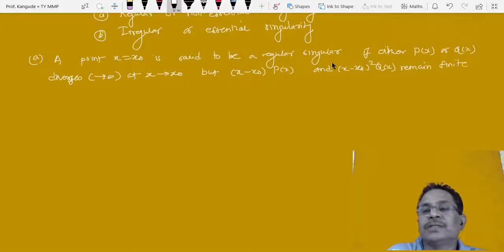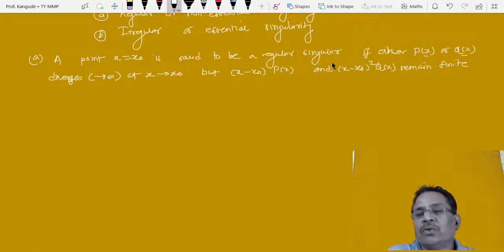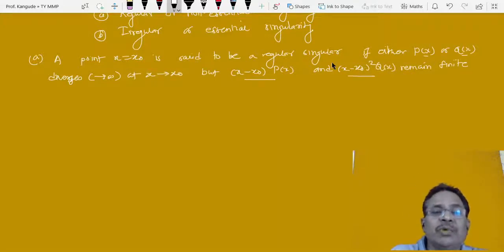Okay, so the first condition is that either this p of x or q of x diverges when I put x is equal to x0. But if I multiply this p of x by x minus x0, and q of x by x minus x0 squared, and then test its singularity, whether it is finite or infinite, and both of these terms remain finite, then such a point at x equal to x0 is called a regular singularity.